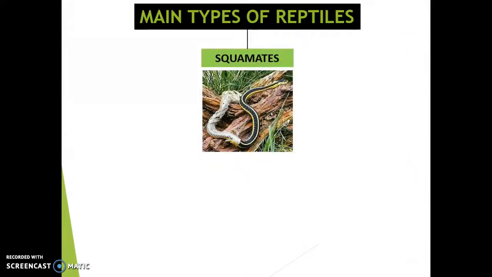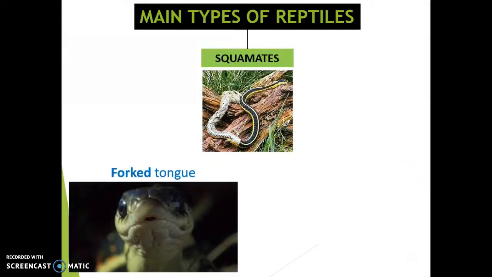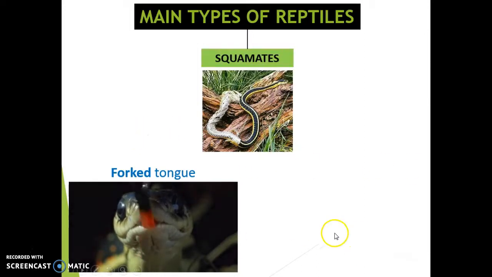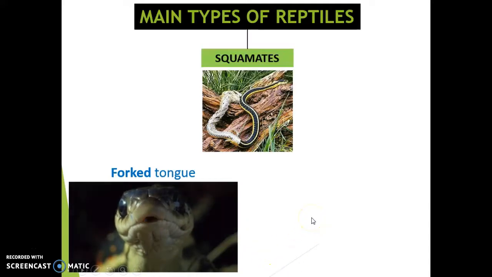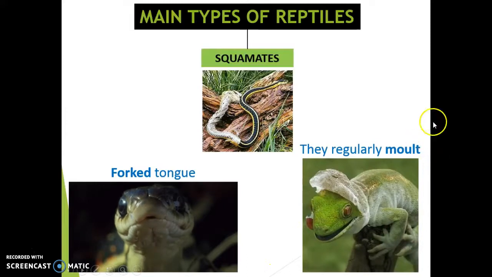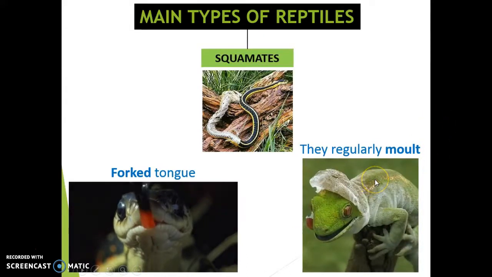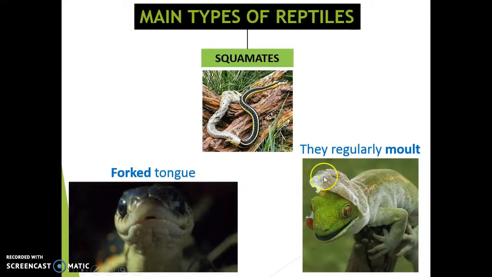Next kind of reptile, squamates. They have another characteristic, which is that some of them have a forked tongue. Okay, you know that they smell through this tongue. It's a smelling organ. And they regularly molt. They change their skin when they grow up, and you see it here very well. This chameleon is changing the skin, and you have it here.